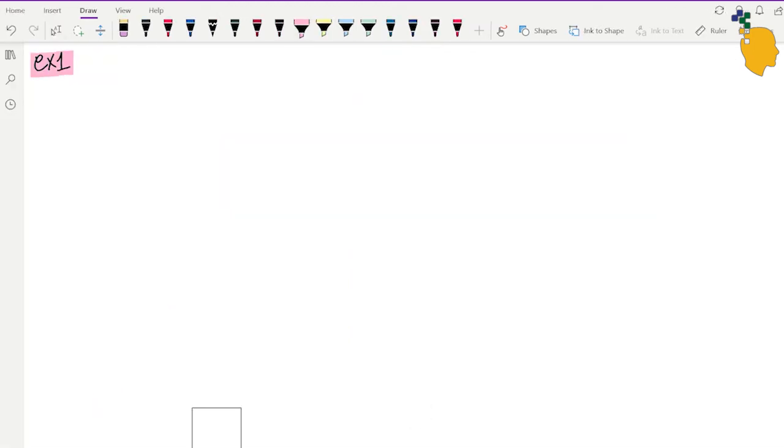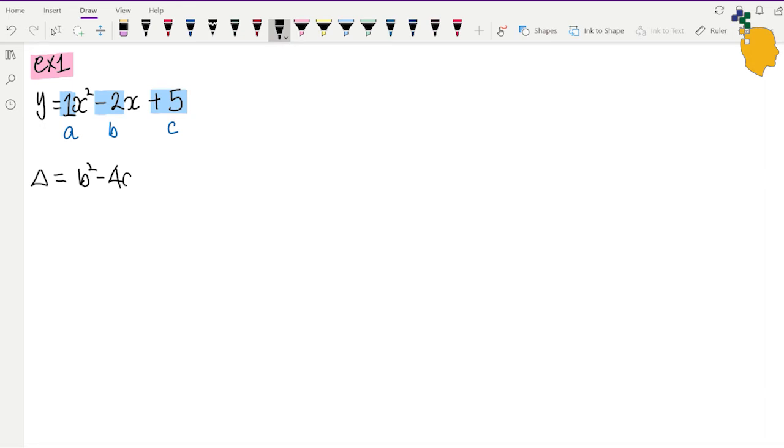And now let's use this fact to find how many solutions each quadratic equation has. Example 1: y equals x squared minus 2x plus 5. So your a is 1, b is negative 2, c is 5. Your discriminant is again b squared minus 4ac. Substituting all your values, it'll be negative 2 squared minus 4 times 1 times 5, which is 4 minus 20, which is negative 16.